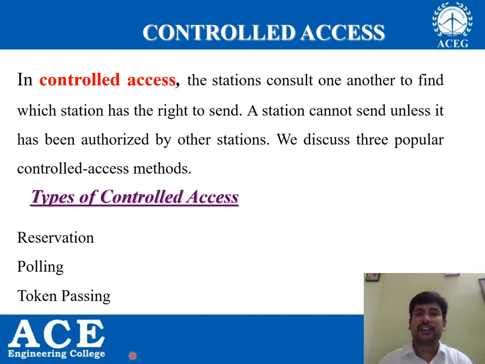Now let us discuss the second type of multiple access protocol called control access. This is different from random access. In random access, no station consults with others. But in control access, a station consults the others to find which station has the right to send. A station cannot send unless it has been authorized by the other stations. So in control access methods, we have three popular techniques. What are they? Reservation, polling, and token passing. Each station needs to consult with the others before it transmits.